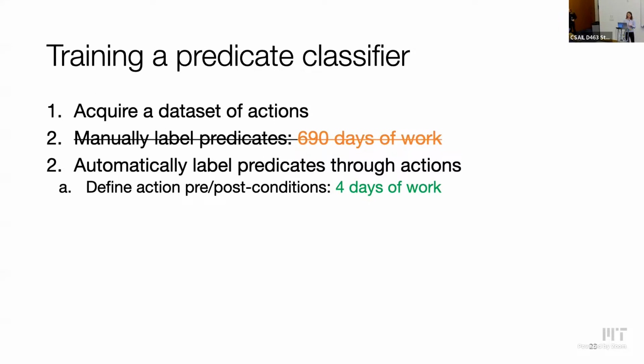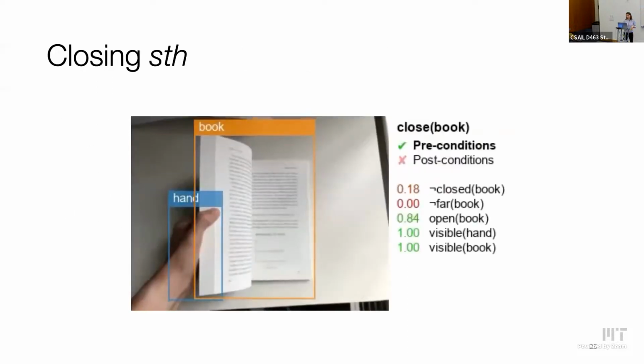Okay, so now you have these pre and post conditions to actually then automatically label this huge video data set. And now you can train the actual predicate classifiers you're interested in that are important for these particular actions. And so I'm not going to go into detail. We just took someone else's architecture for visual relationship detection and used it as the architecture for the predicate classifiers.